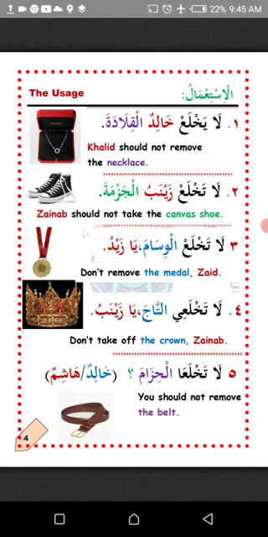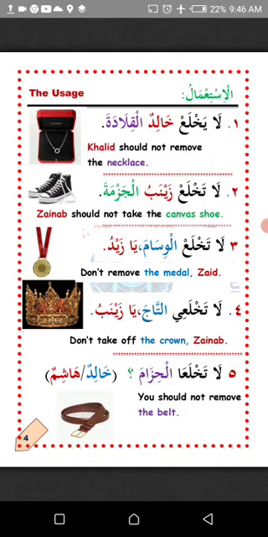MashaAllah. Arba, number 4. La takhla'i at-taja ya Zainab. So do not take off the crown, Ya Zainab, Zainab. Don't take off the crown.